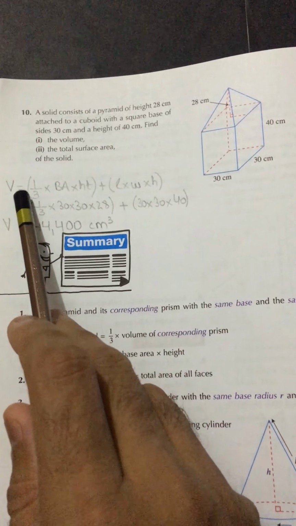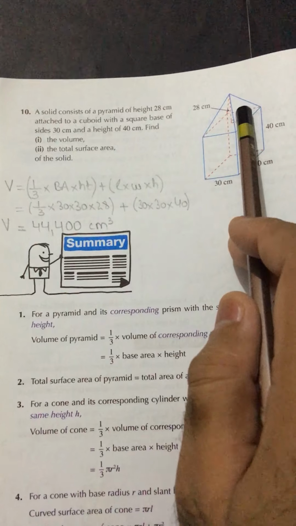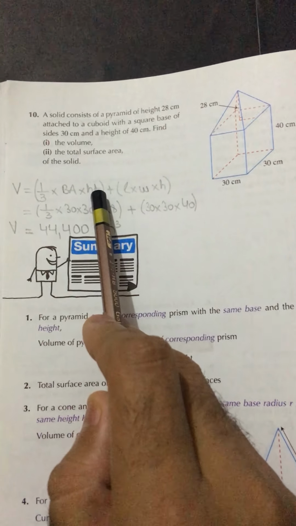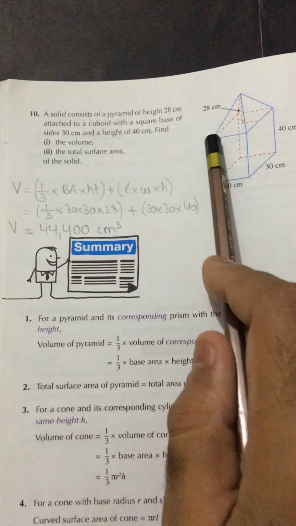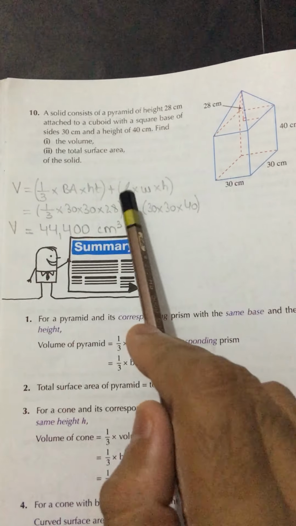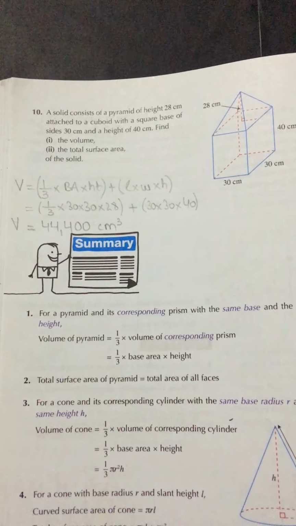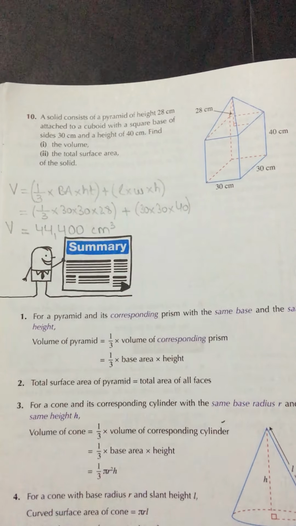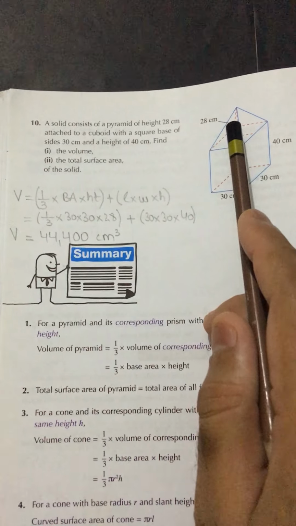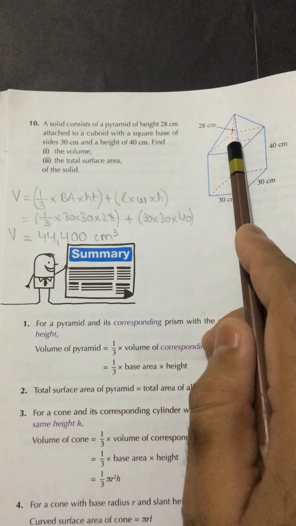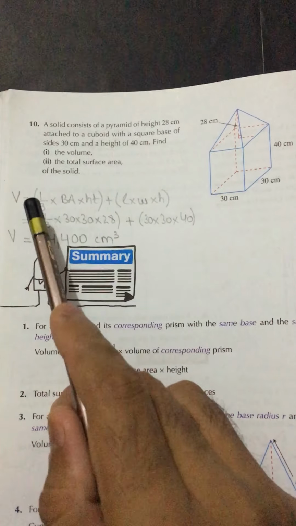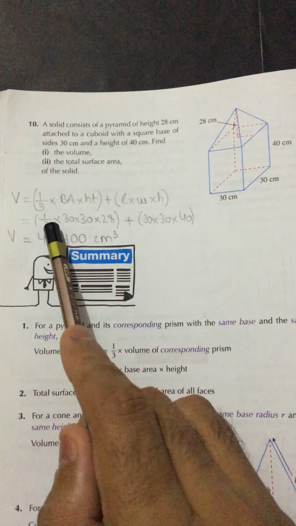The total volume will be equal to the volume of the pyramid, that is 1/3 multiplied by base area multiplied by height, plus volume of the cuboid, that is length multiplied by width multiplied by height. So these are the two formulas, and now I just have to put the values. Since this pyramid is a square base pyramid, the area of square is 30 multiplied by 30. So 1/3 will be as it is.